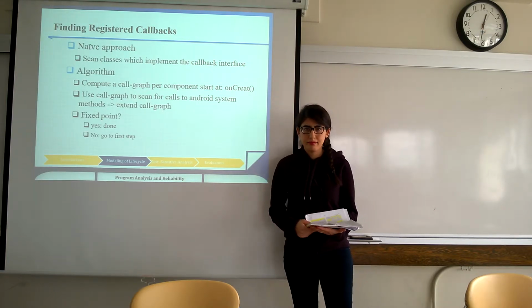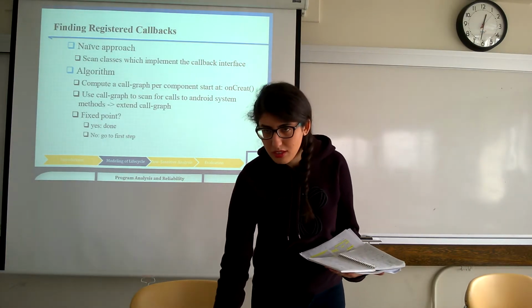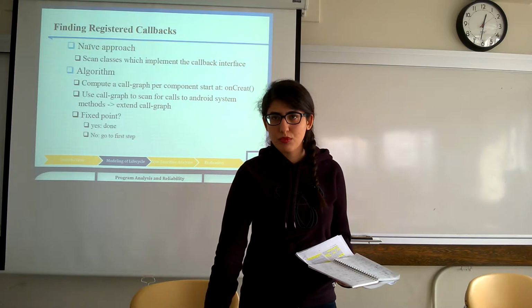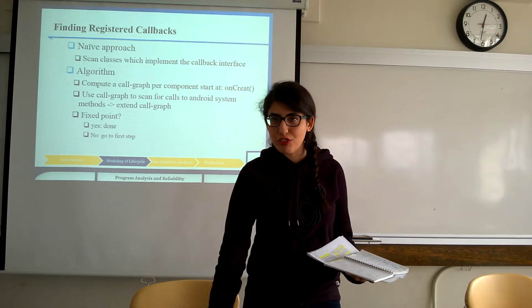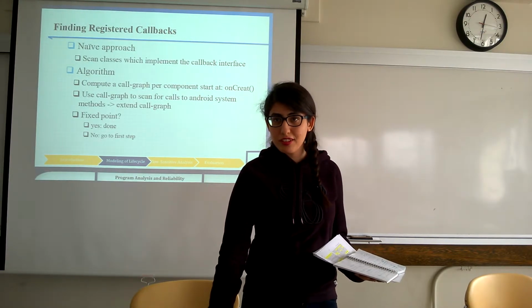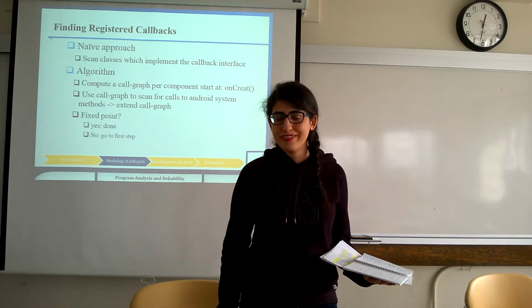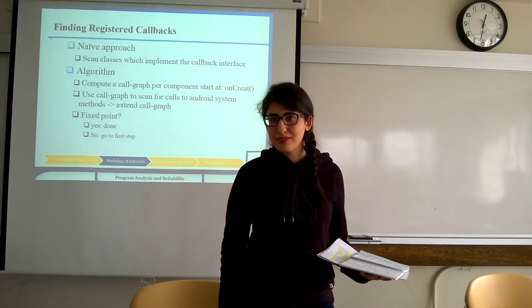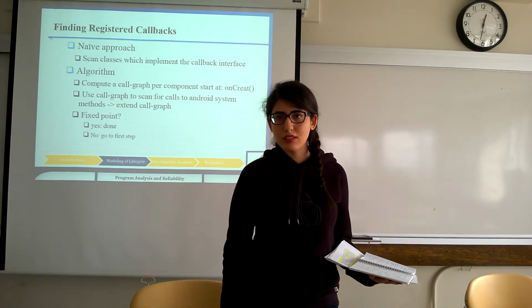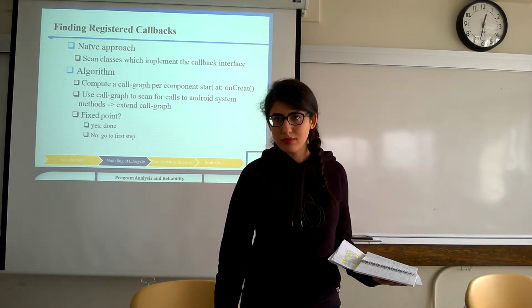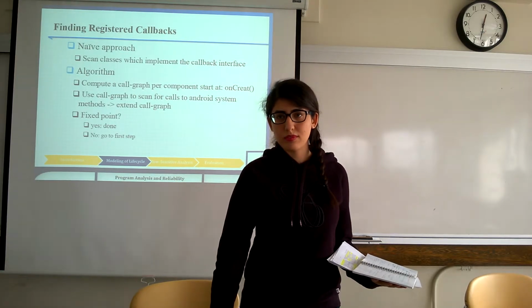Why do they have to go to a fixed point? Just to make sure they've covered everything. Oh, you mean maybe we don't reach a fixed point? Oh, no, you should reach a fixed point, because maximally there are only as many potential callbacks as there are classes that implement the callback interface. Yeah, so there's a finite upper bound, so you'll reach a fixed point. As long as you have a finite upper bound, you will reach a fixed point. Yes.